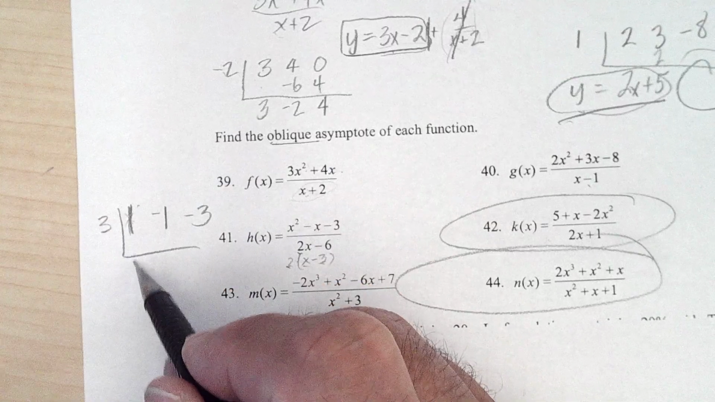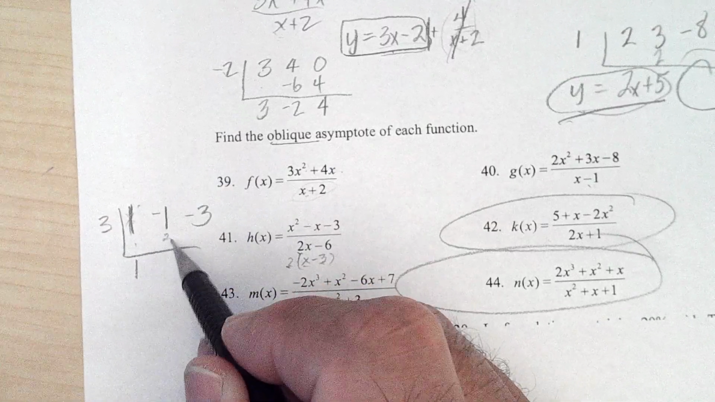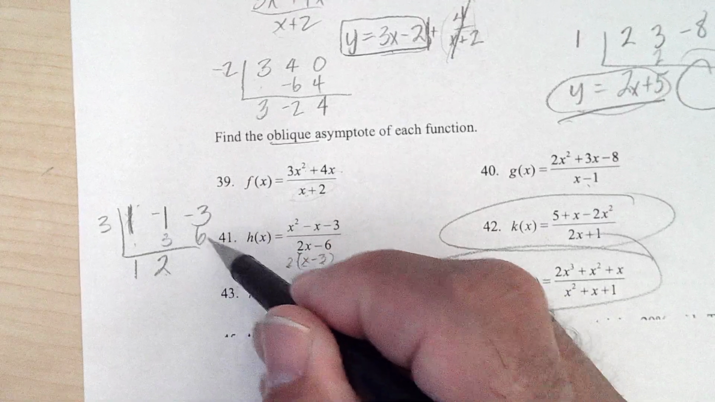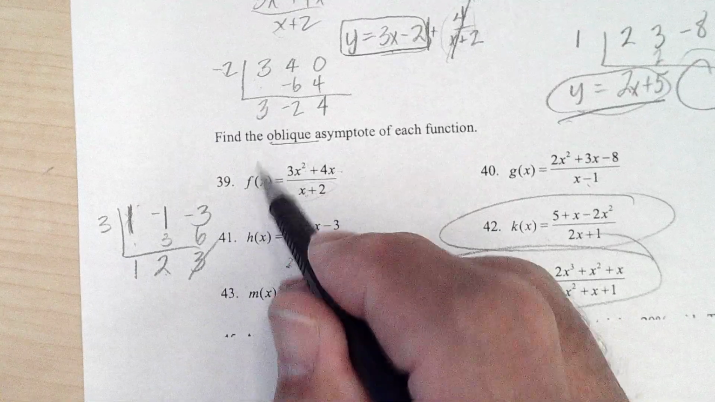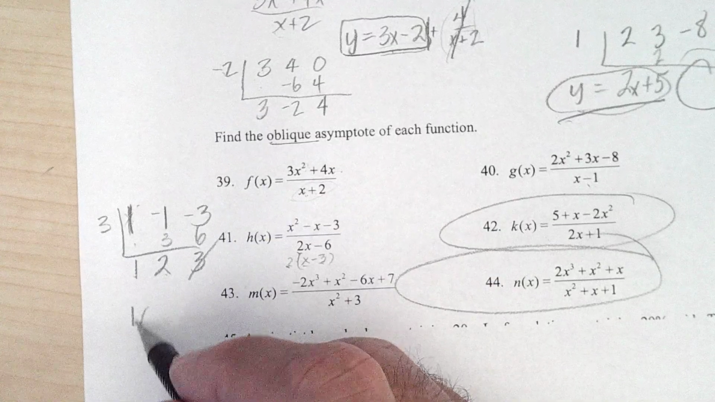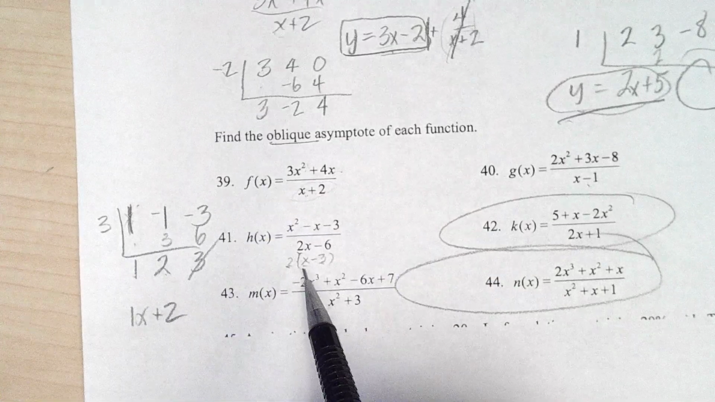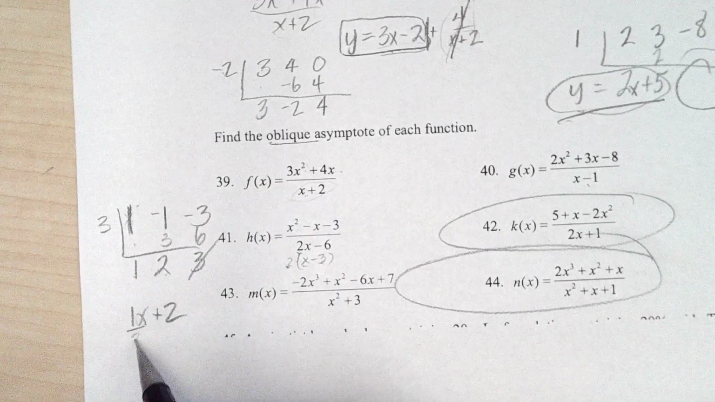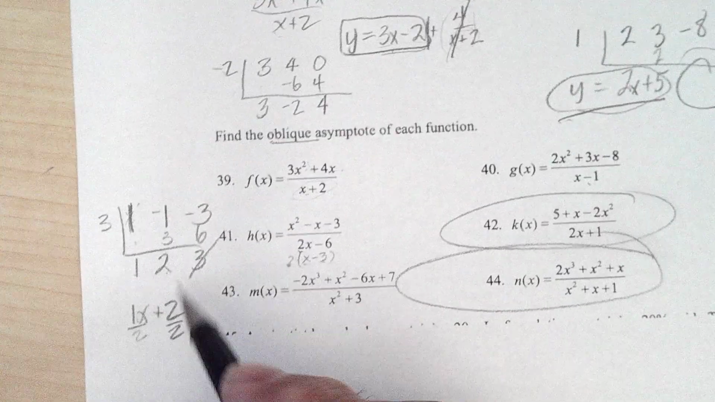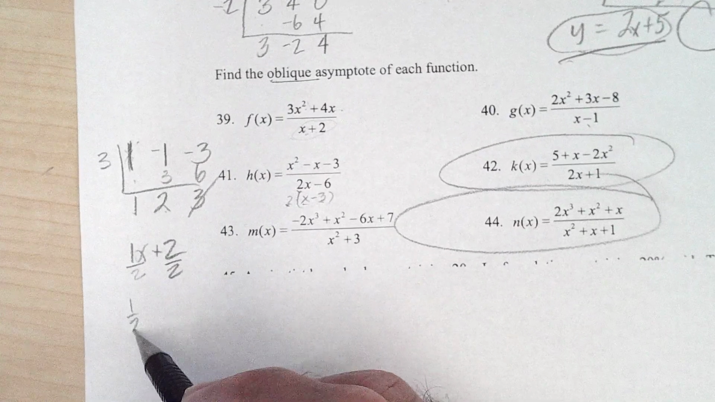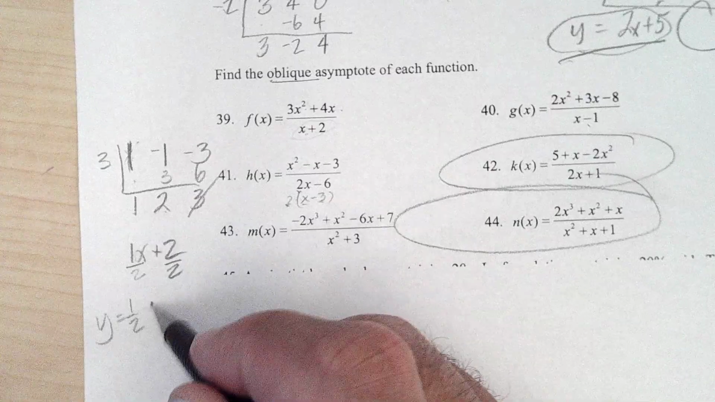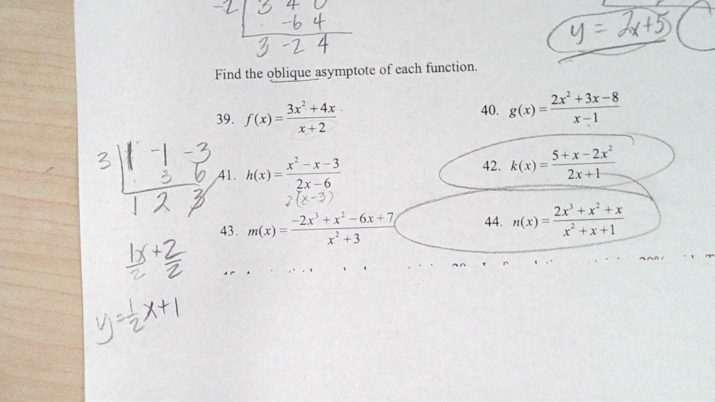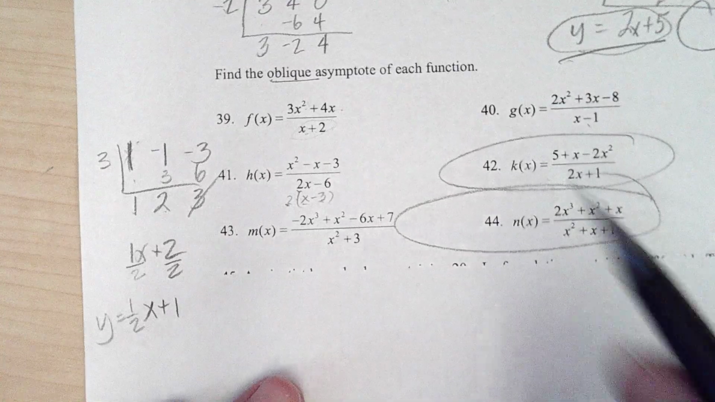1 plus nothing is 1, times 3 is 3. Minus 1 plus 3 is 2. That's 6, and that comes out 3, but I don't care. I get 1x plus 2, but then I have to divide by the 2. So this divided by 2 and this divided by 2, and then I get 1/2 x plus 1. Now, if you don't like that, there's another way to do it.